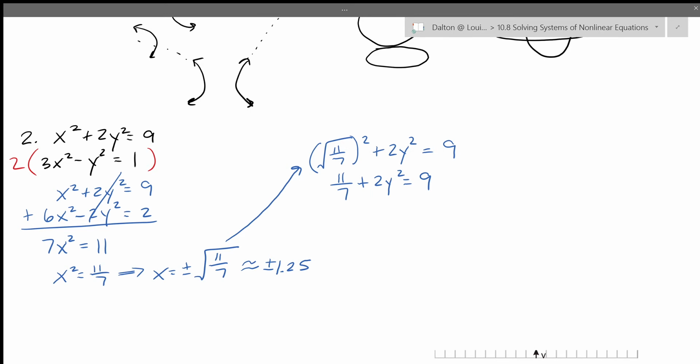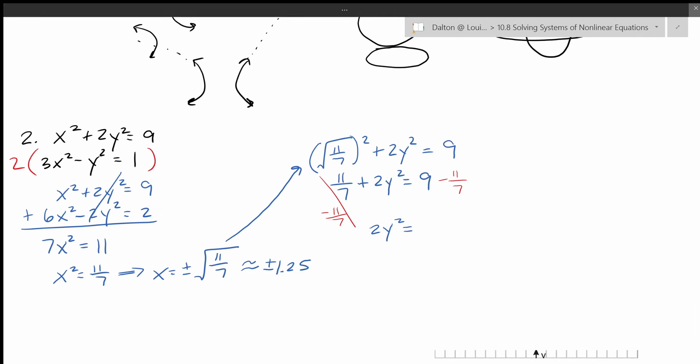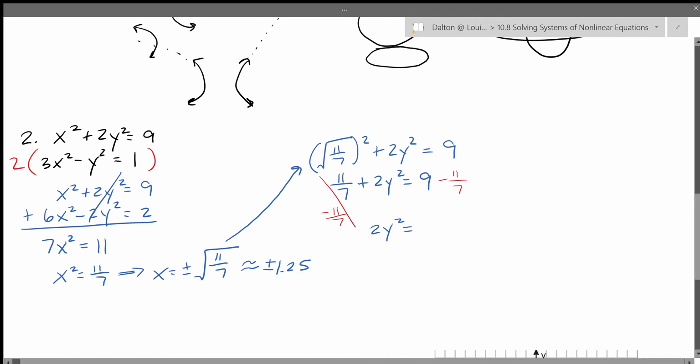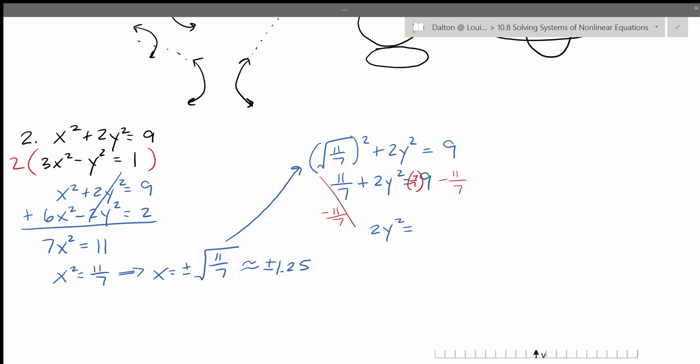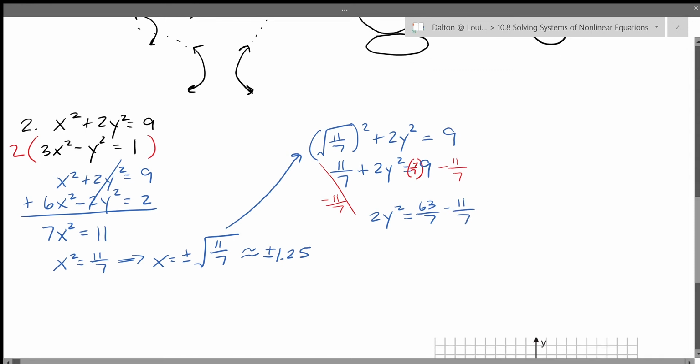And then we've got to isolate y. So we're going to subtract 11/7 from both sides. Now, remember, you can't use a graphing calculator on your test. So if you rely heavily on the graphing calculator to subtract fractions, make sure you practice those skills without a calculator. If I'm going to subtract 9 minus 11/7, I can go ahead and multiply 9 by 7/7 to have common denominators, which will be 63/7 minus 11/7. So then I get 2y squared is equal to 63 minus 11, which is 52/7.